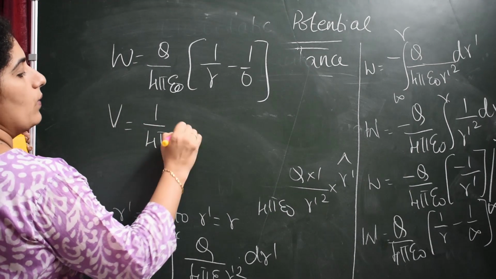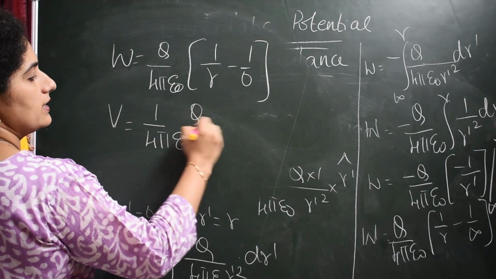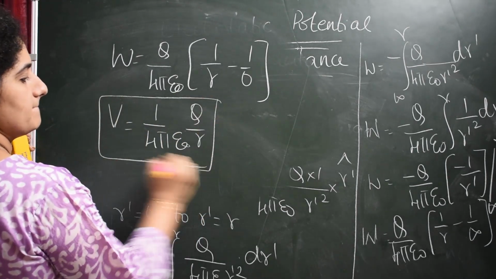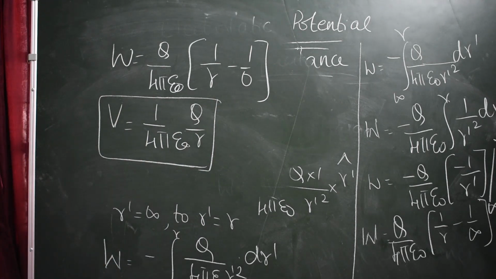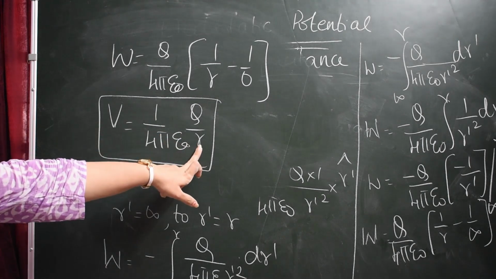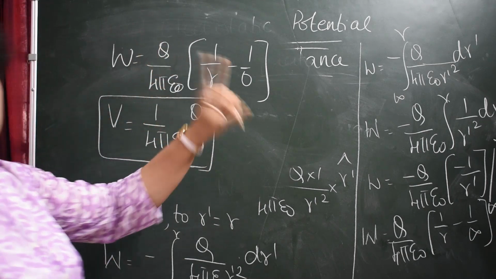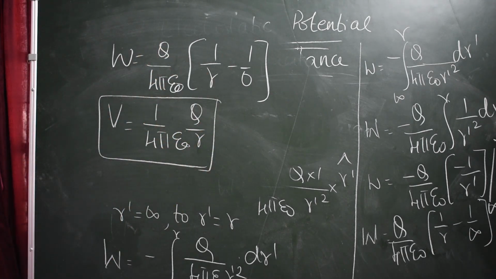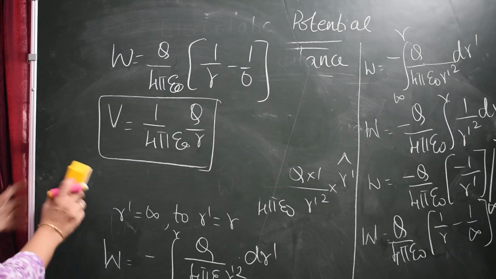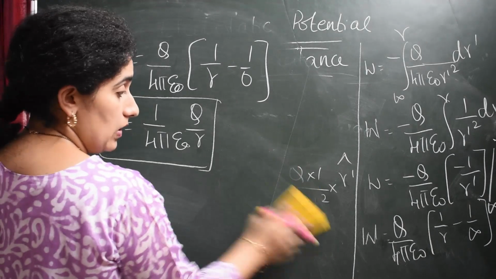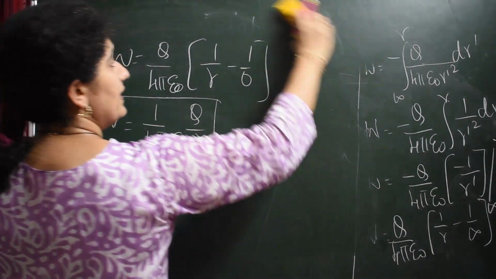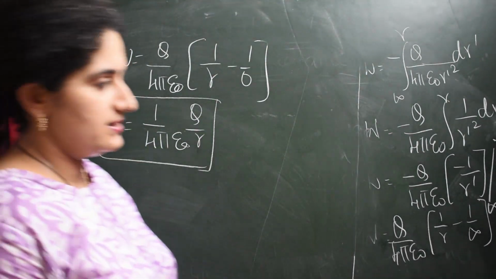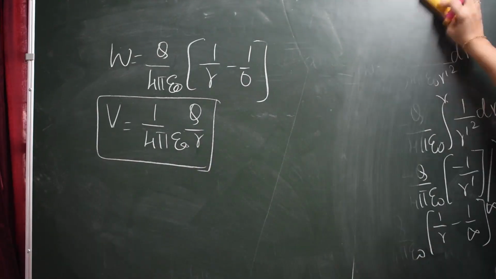It is nothing but 1 by 4 pi epsilon naught into Q by R. This is the equation for electrostatic potential. So just see that V is inversely proportional to R, but electric field is inversely proportional to R square. So very important graph we have here: the variation of electric field and potential with the distance. So you can have the combined graph.